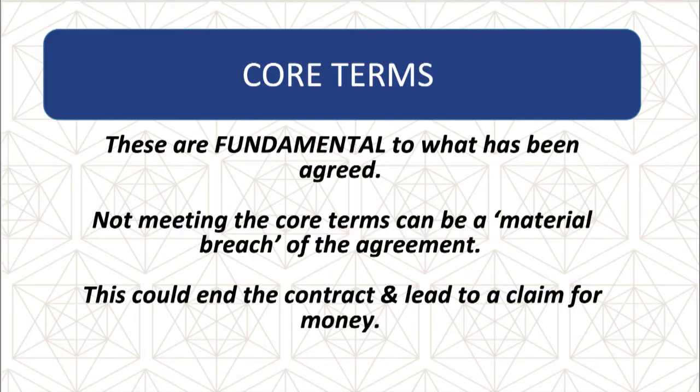A core term is something that's fundamental to the agreement, and if it's not met, it means that there is something called a material breach, which is where often the contract may be ended and there can be a claim for money, whether that is the damage of the contract not being performed or some other kind of loss that results as a result of the contract not being fulfilled as was agreed.